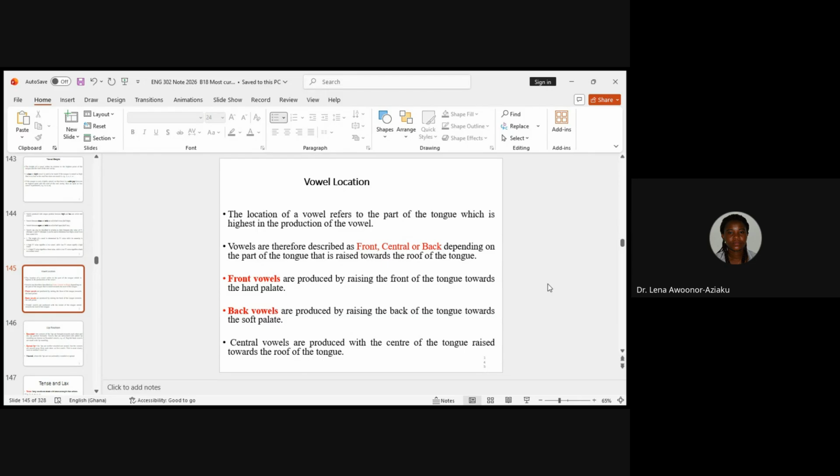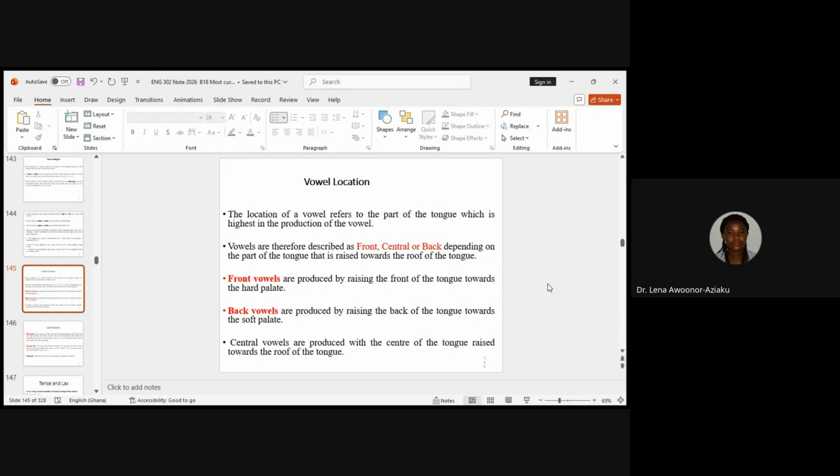Now put the 2 together, height and position. You will see that some are symmetrical. You can have front vowels which are high and back vowels which are high. So if you are raising the front part very high, then you have front high. If you are raising the back of the tongue very high, then you have back high. If you are lowering it now to the middle position and you are raising the front part to the middle position, then you have front mid. Then you can have back high.